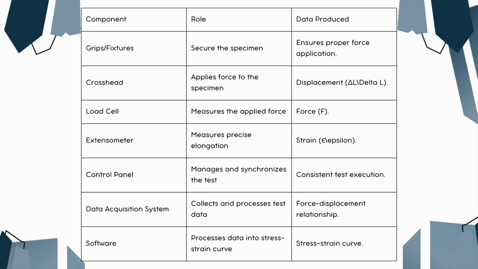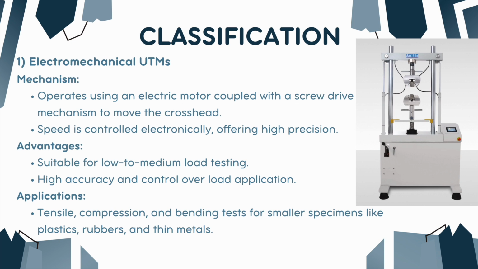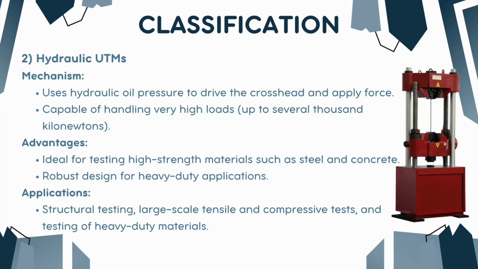Okay, so before going to it, these are the roles and the data produced by each of the components. As you can see, grips or fixtures, crosshead, load cell, extensometer, and these are the roles of these components, and these are the data produced by these components. And coming to the classification part, I'm going to discuss in brief electromechanical UTMs and hydraulic UTMs.